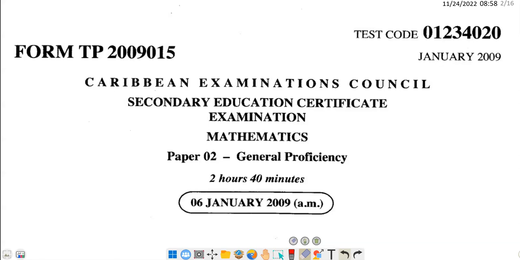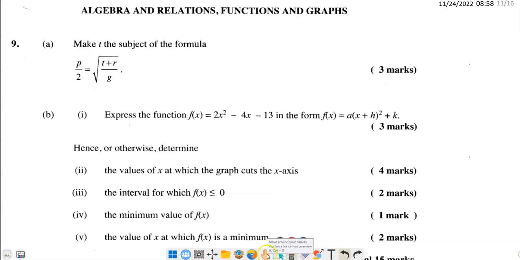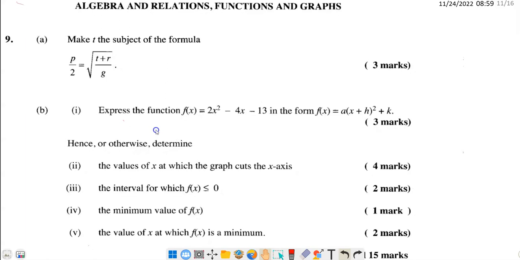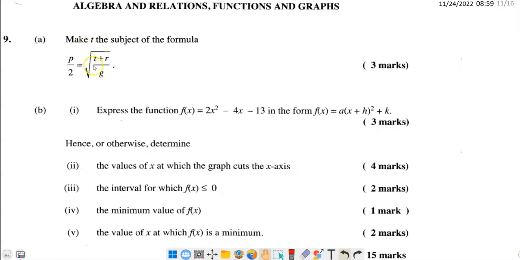In this revision session, we're going to look at the 2009 January past paper, and we will be doing question 9 only. So let's go to question 9. In this section, you're required to do question 9A and then B. So let's look at part 9A. You're asked to make T the subject of the formula from what is given there.